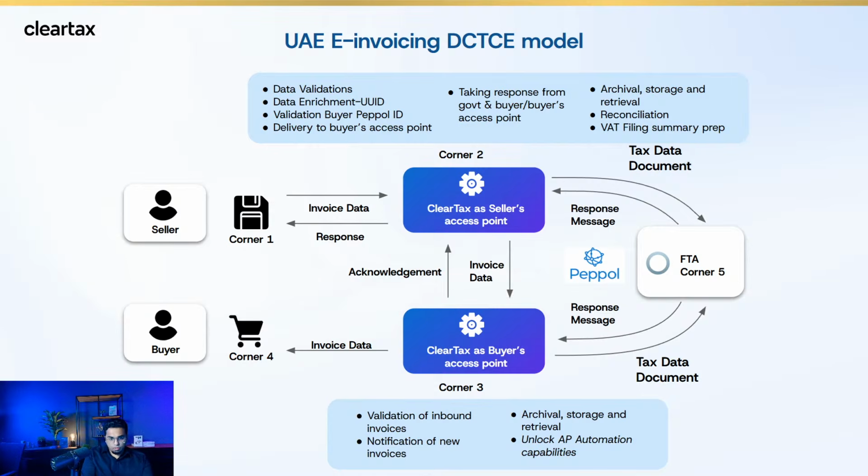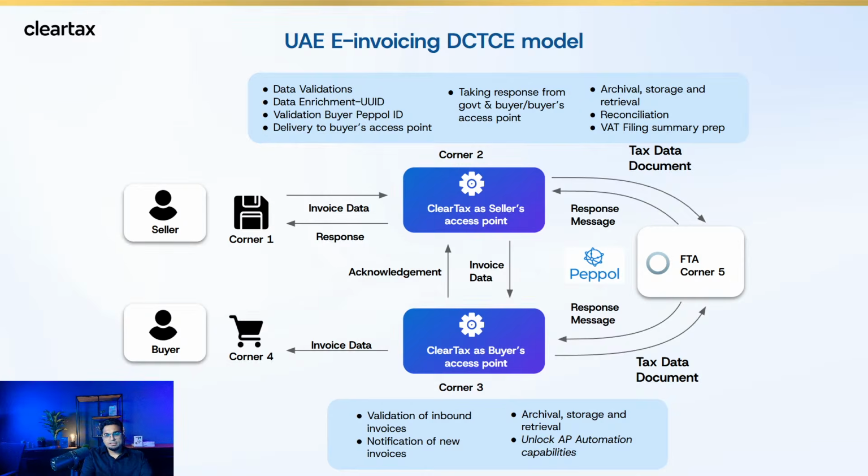This is one of the most important slides that we all should be familiar with by now. This is the 5-corner model. I'll just briefly walk you through the model in case some of you are seeing this for the first time. So as you can see, there are 5 different corners here: corner 1, corner 2, corner 3, corner 4, and corner 5. So from a sales invoice perspective, you are corner 1 when you generate your sales invoice, right? From the Odoo system, you are the corner 1.